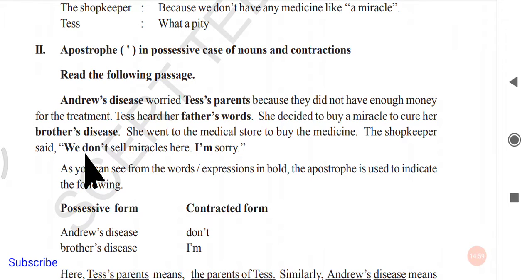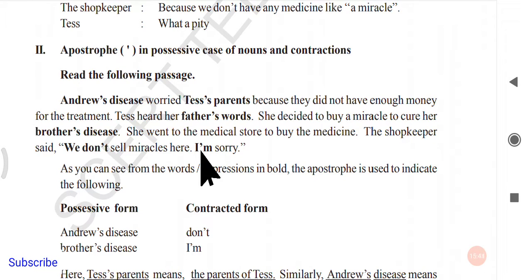The shopkeeper said, "We don't sell miracles here. I'm sorry." So here, first, second, third, and fourth, these four are possessions, where we use the apostrophe. And these are contractions, or we can call them contracted forms also. Don't imagine that contraction is a huge vocabulary that we cannot understand. Don't worry about that. It is just shortening the words. To shorten the words we use this apostrophe, and that we call contracted, meaning bringing to a smaller one.